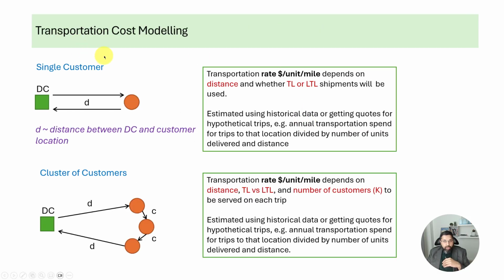Now, modeling the transportation rate is really important to get it right, because in all of these models, you're going to specify distances between points and then specify a transportation rate that's going to be dollars per unit per mile. If you move 1 unit of product along a particular route 1 mile, that's how much money you spend.